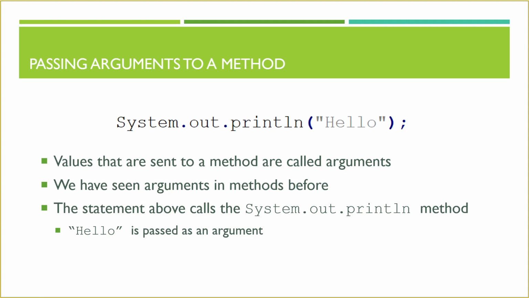So let's talk about passing arguments to a method. We've actually used method arguments before, and those are just simply any value that we send to a method. So system.out.println has one argument, and we've seen this before, hopefully, and that is the message that we want to print to the console, right? So hello here, this hello string literal is my argument.